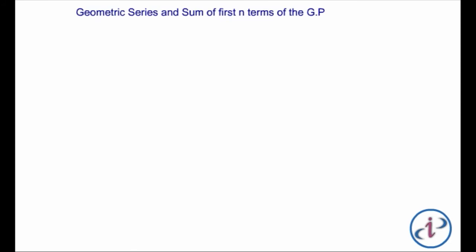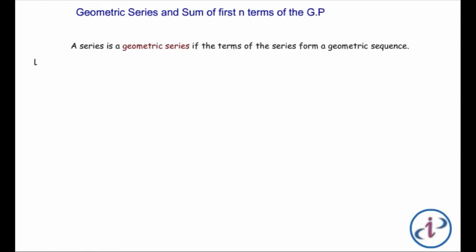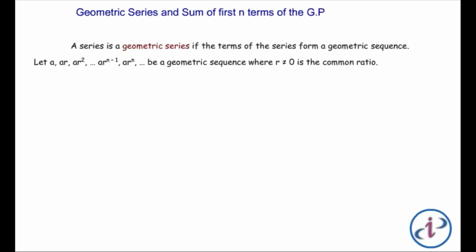Geometric series and the sum of first n terms of the GP. A series is a geometric series if the terms of the series form a geometric sequence. Let a, ar, ar squared continuing till ar to the power of n minus 1, ar to the power of n, and so on be a geometric sequence where r is not equal to 0 is the common ratio. Let us find the sum of the first n terms of this sequence.